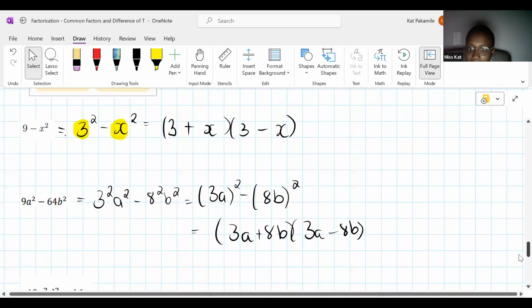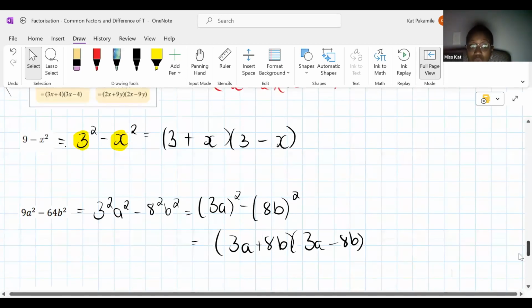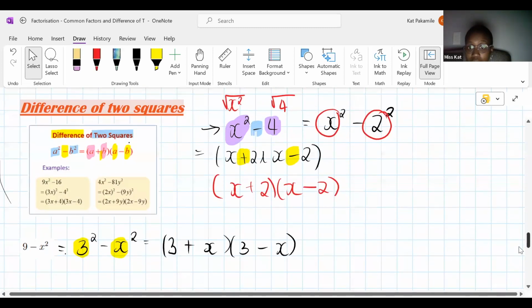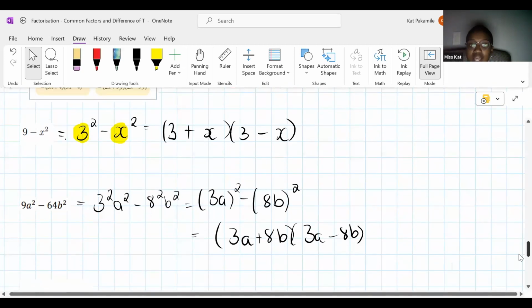Ma'am, I wanted to ask, with the part where we have to give the square of each number, could it happen that sometimes the numbers can't be squared or don't have squares for the actual number? If that happens, then you cannot apply this rule. Do you see why it's called difference of two squares? Yes.